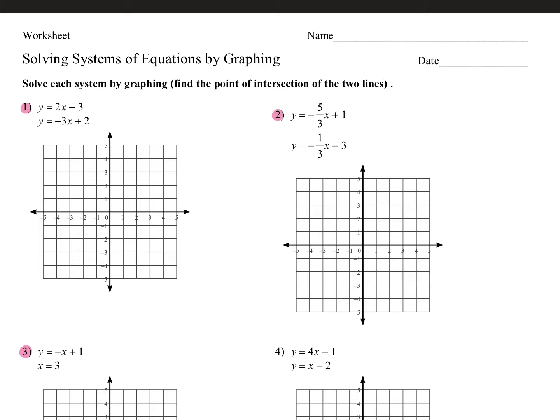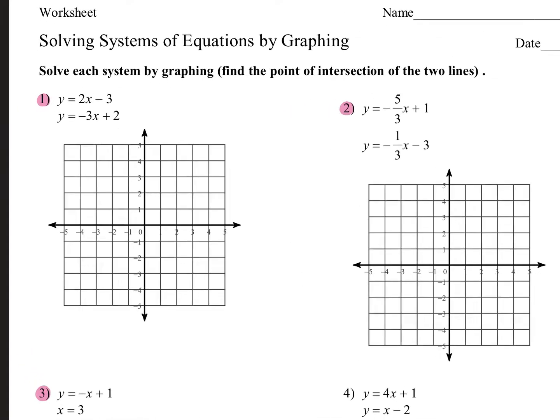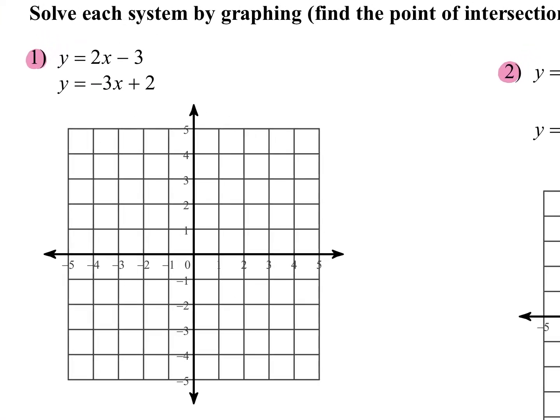With these, it is probably easiest for you to plot as many points as you possibly can on the coordinate plane, so you have an exact intersection for these two functions that are going to be graphed on the same coordinate plane. So if we look at number 1, we have y is equal to 2x minus 3 and y is equal to negative 3x plus 2.